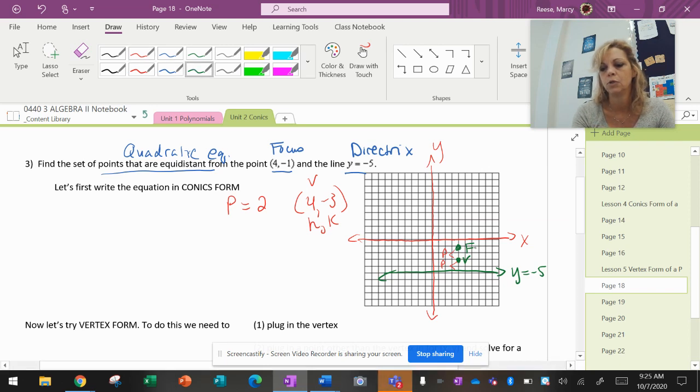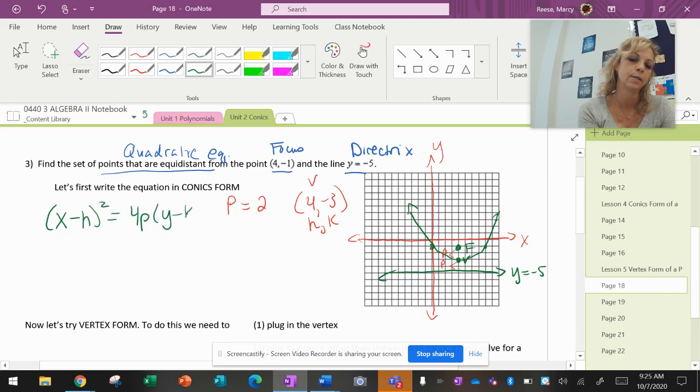So I'm going to go 1, 2, 3, 4 from the focus, 1, 2, 3, 4 from the focus, because it's double the p-value. And I know that that is a quadratic that's going to open upward. So I know I need an x minus h squared equals 4p times y minus k. And I'm just plugging in what I know now. So I know the h is 4.